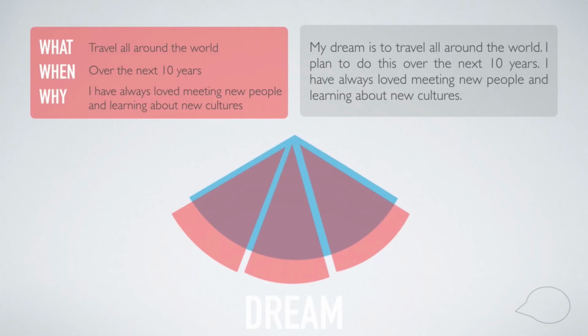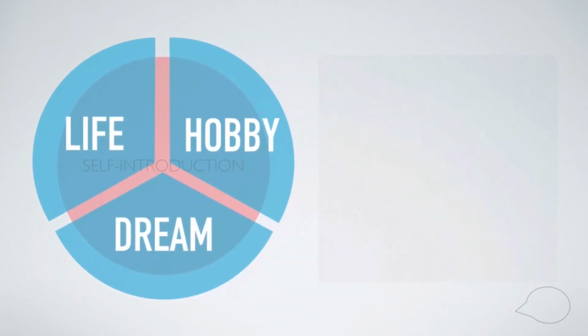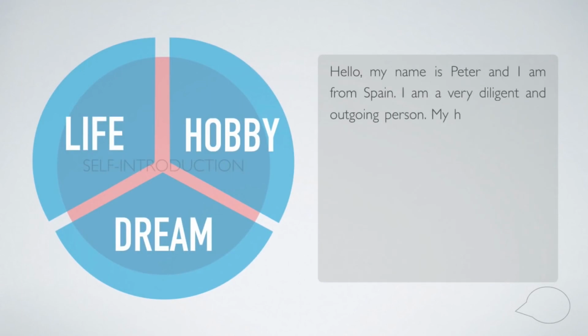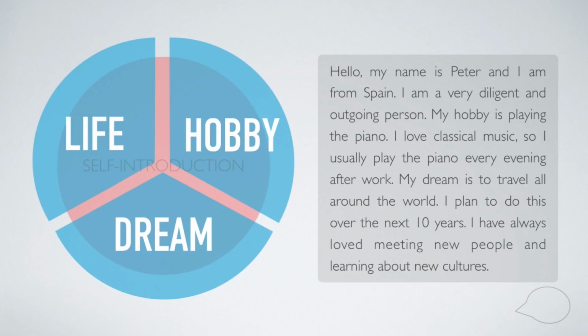Okay, now that we have looked at each part in detail, let's see what the entire English introduction sounds like with part 1, part 2, and part 3 all together. Hello, my name is Peter and I am from Spain. I am a very diligent and outgoing person. My hobby is playing the piano. I love classical music, so I usually play the piano every evening after work.